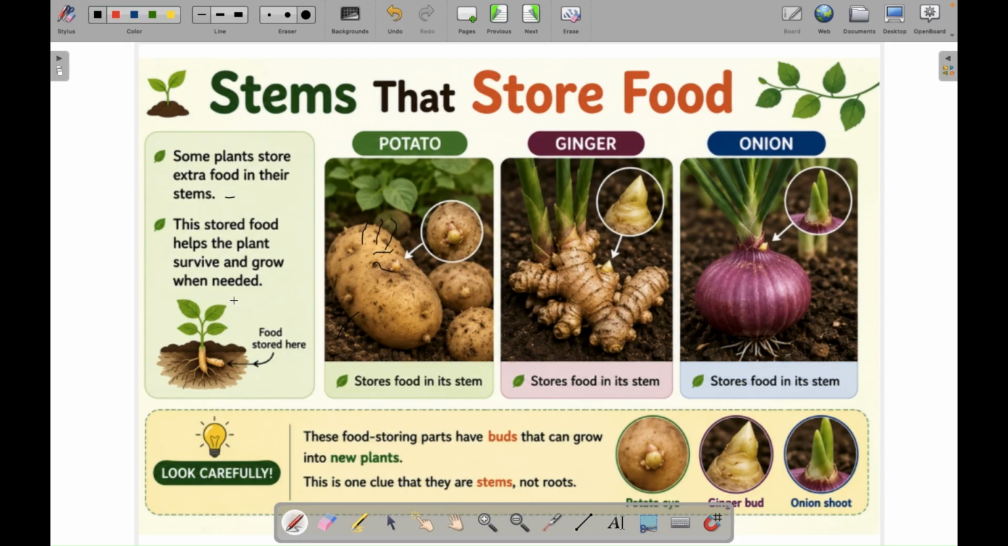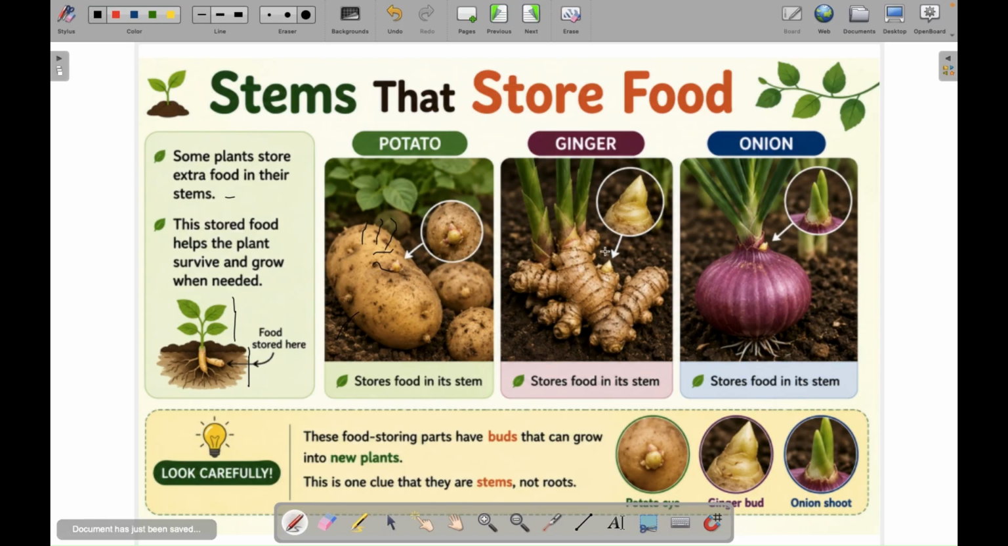Now, coming to the definition of root and shoot system that we discussed previously: the root system means the parts that grow under the ground, and the shoot system means the parts that grow above the ground. But there are certain exceptions. Some shoot system parts can grow under the ground as well, for example potato, ginger, and onion.